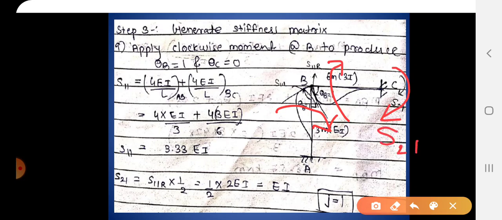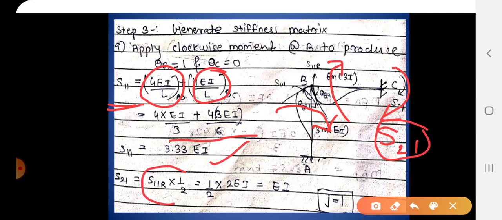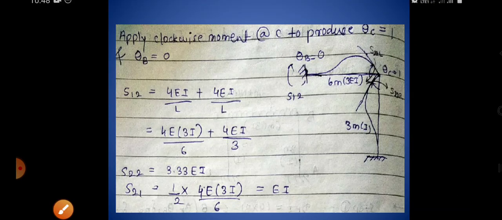We have seen already that at point C, I is equal to 2. So first we will get the value of S11: 4EI theta by L for span AB plus 4EI theta by L for span BC. Putting the respective values, you will get the value of S11. And S21, which is half carried over from end B, therefore half of S11R. So we have got these two elements of the stiffness matrix.